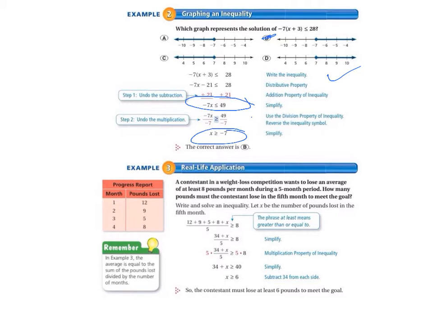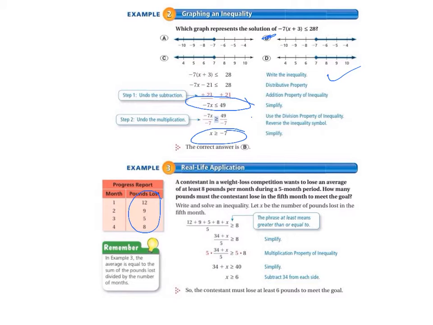Our real-life application is example 3. A contestant in a weight loss competition wants to lose an average of at least 8 pounds per month during a 5-month period. How many pounds must the contestant lose in the 5th month to meet the goal? So it says write and solve an inequality and let x be the number of pounds lost in the 5th month. The phrase at least means greater than or equal to. So we have the pounds lost in the first 4 months. Those are shown on the chart.